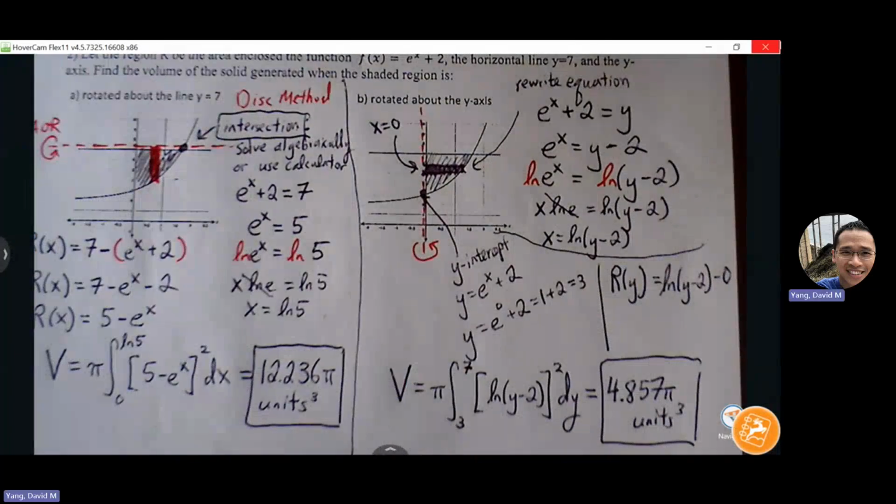Yeah, question. Why is it 3? That's the lowest point, that's the y-intercept of this graph here. So the y-intercept is when x is 0, of this curve. So if I replace x with 0, e to the 0 is 1, 1 plus 2 is 3.